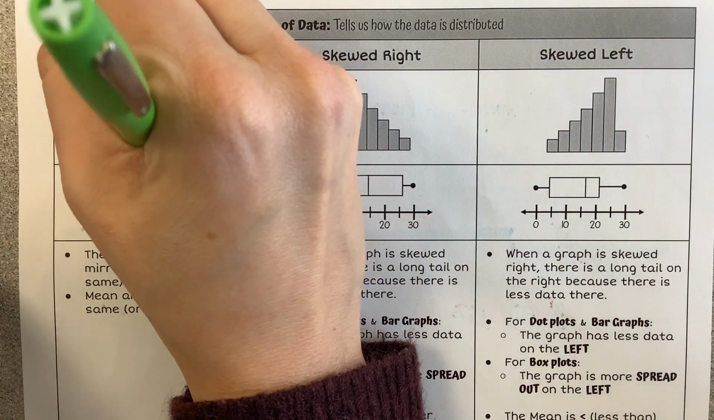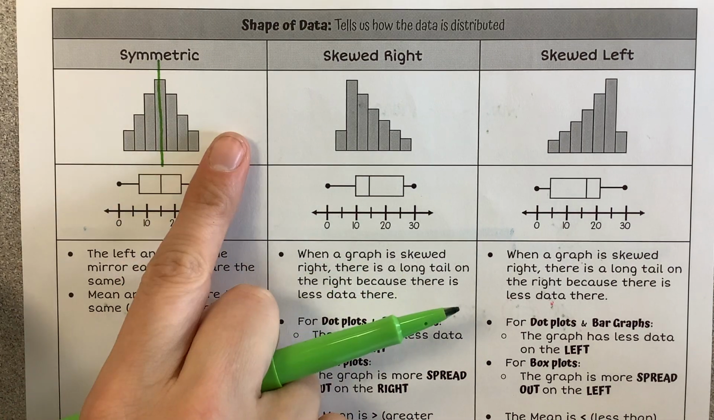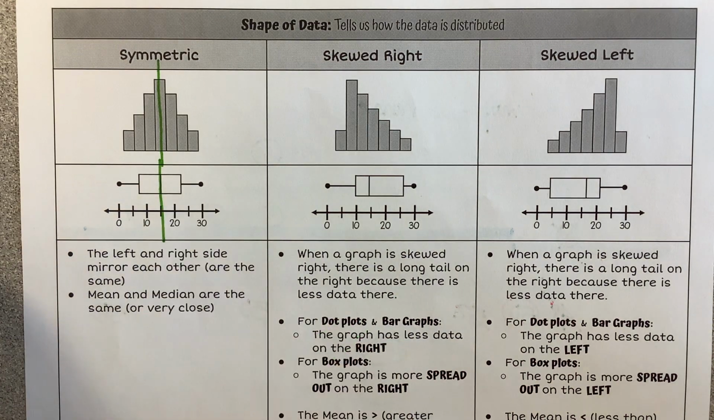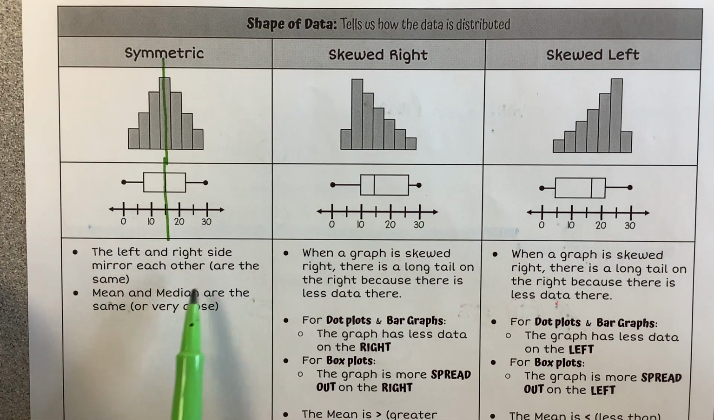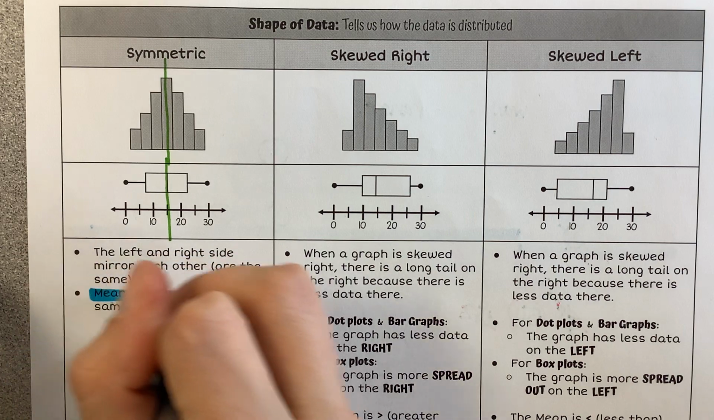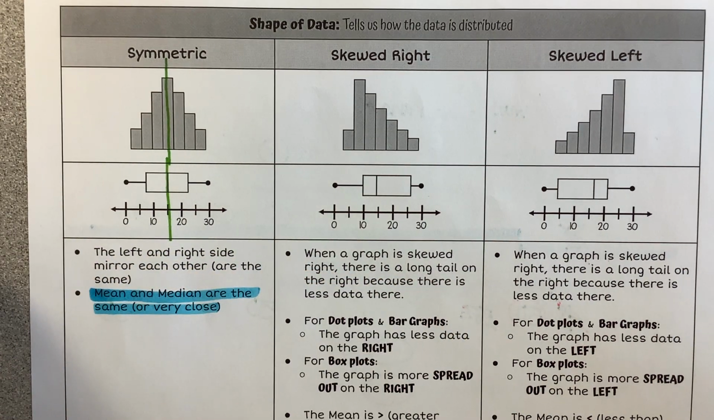So here we have symmetric, which means if I draw a line down the middle, it looks the same on the left side and the right side. Right here, drawn down the middle, the left side looks the same as the right side. So they mirror each other. And the mean and median, which is important, are very close or the same amount because it is symmetrical.